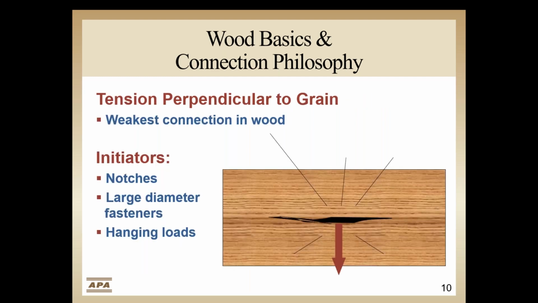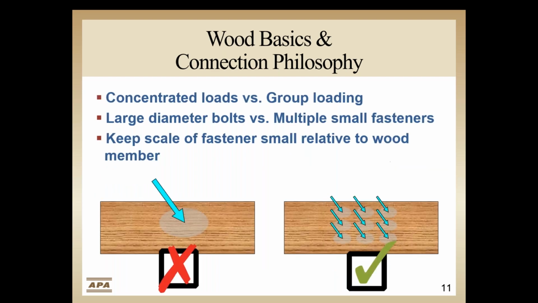Wood's weakest link is tension perpendicular to grain. Tension perpendicular to grain happens when you apply loads that try and pull the wood fibers apart. This type of loading often leads to sudden catastrophic failures and should be avoided at all costs. Awareness of how the wood is being loaded is all that is needed to avoid this issue. The solution is detailing to avoid perpendicular to grain stresses. Some factors that influence tension perpendicular to grain loads include notches, large diameter fasteners, and hanging loads.